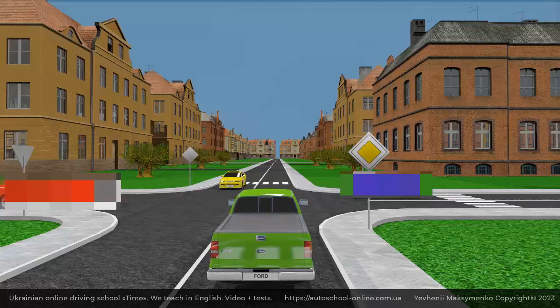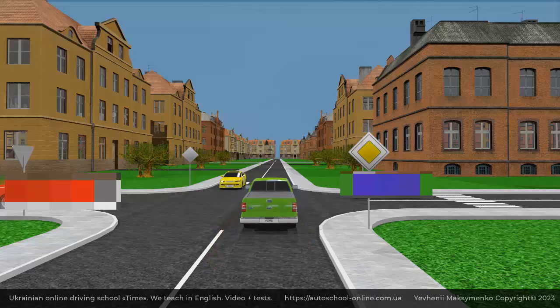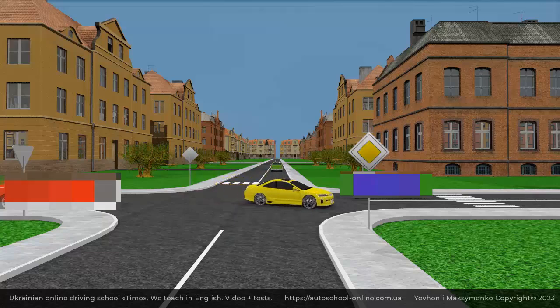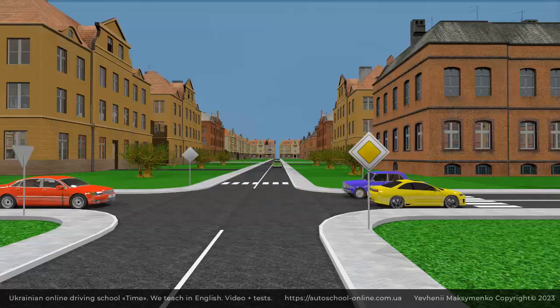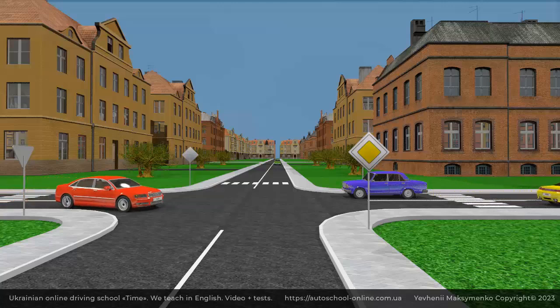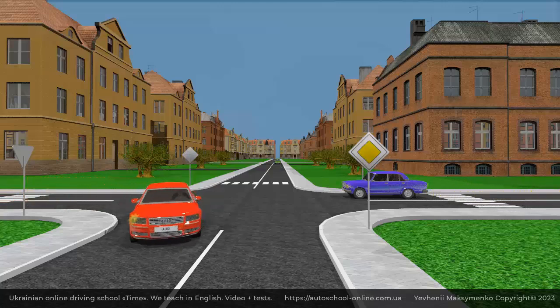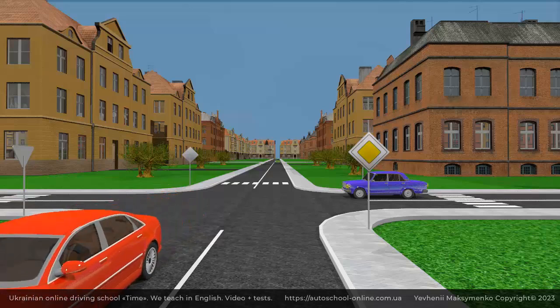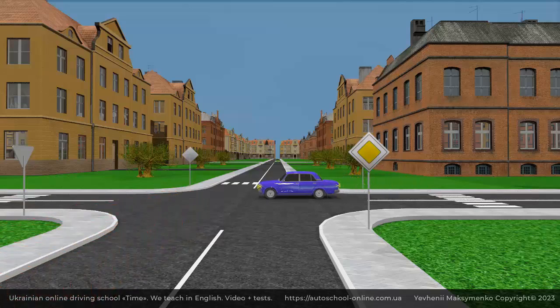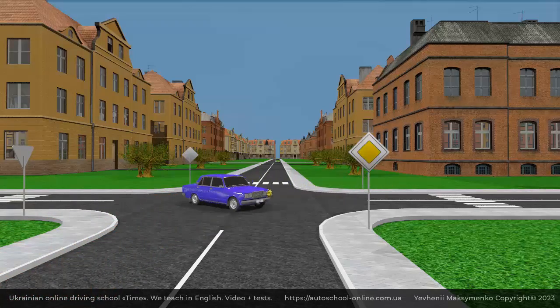The first is the moving green car. Then the yellow car turning left is right behind it. The same rule applies to vehicles on the secondary road, i.e. the right turning red car will go third. And then the turning blue one will go last.